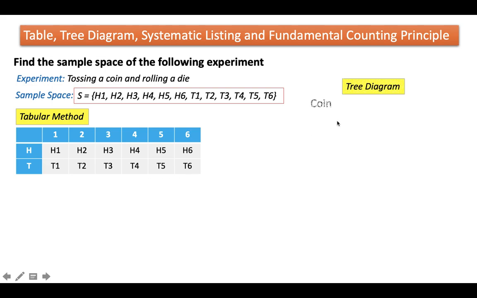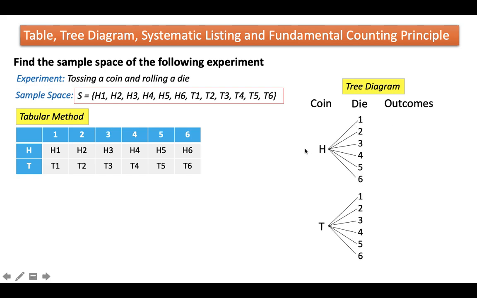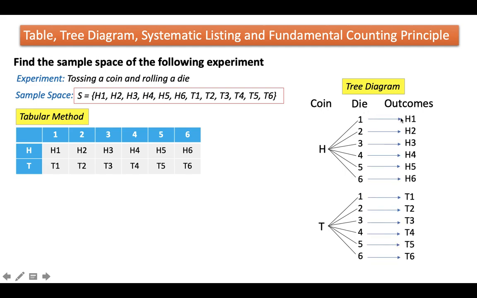You can also use the tree diagram, wherein the first column is the sample space, which is the heads and tails. In our second column, the sample space of a die, which is numbers 1 to 6. Then, for our outcome, that is the pair of our coin and a die. So you can see here visibly all the possible outcomes of this experiment. And the set of these outcomes is our sample space.